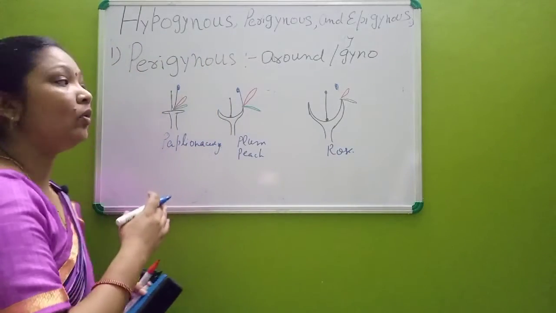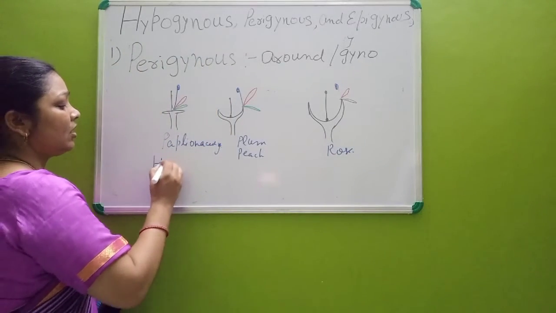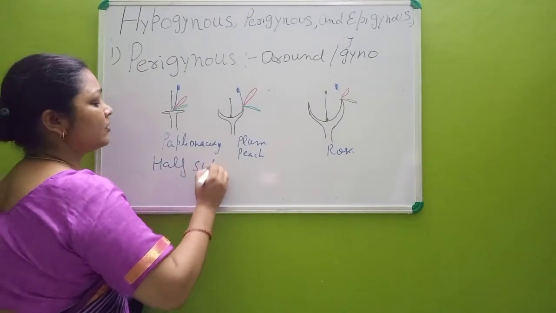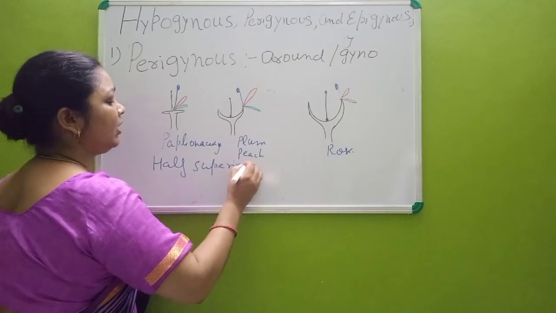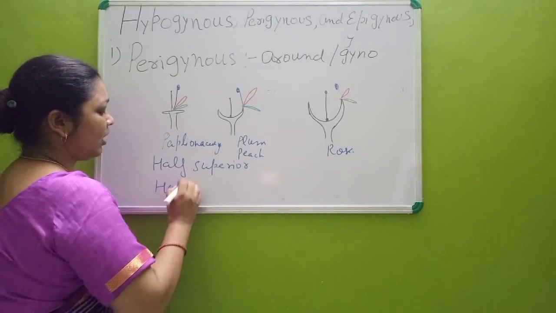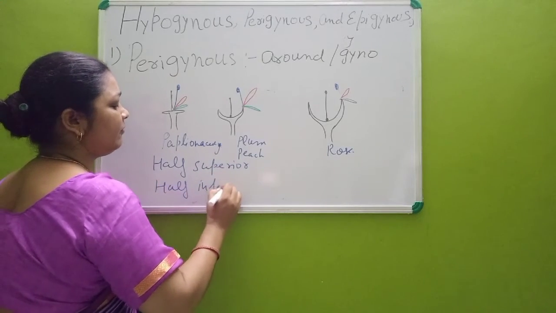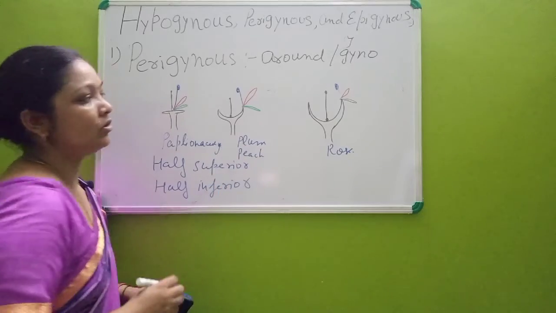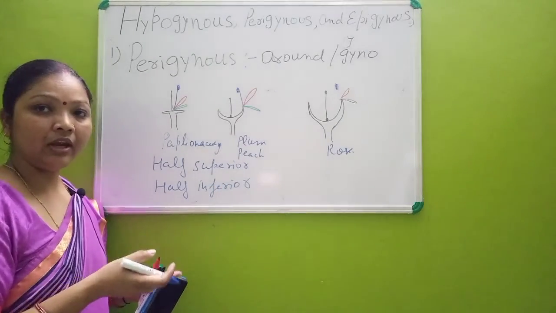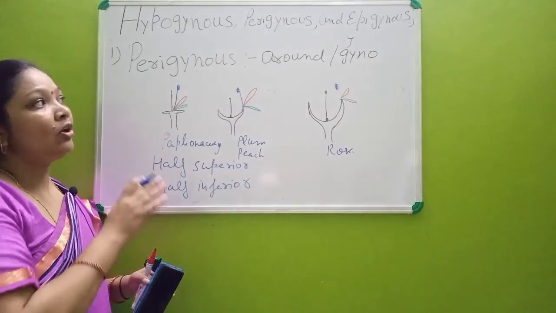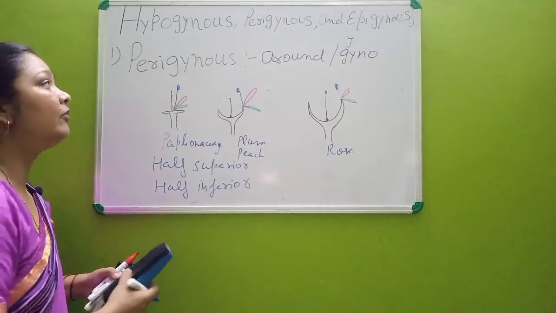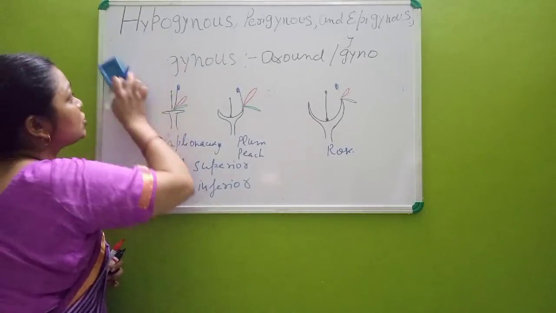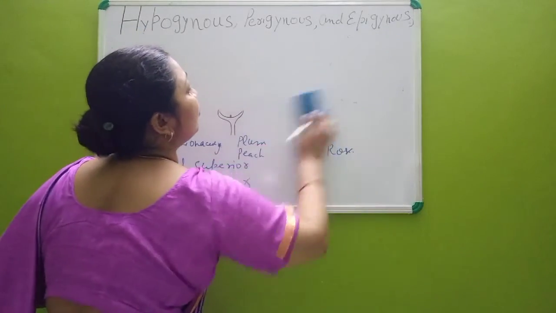So here the ovary is half superior and half inferior. The ovary is half superior and half inferior. So this is the second type of flower on the basis of position of ovary.